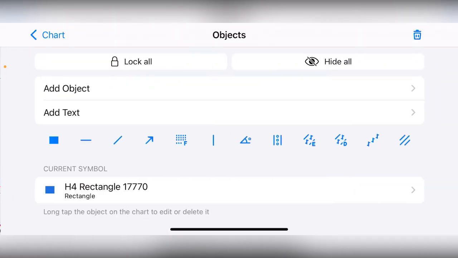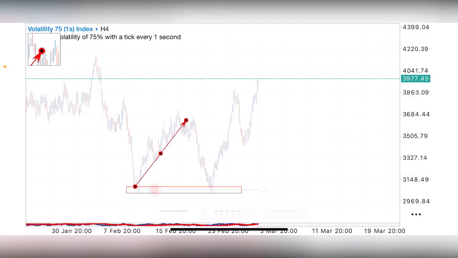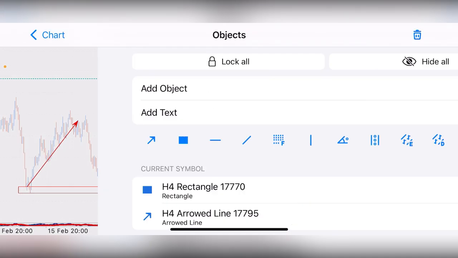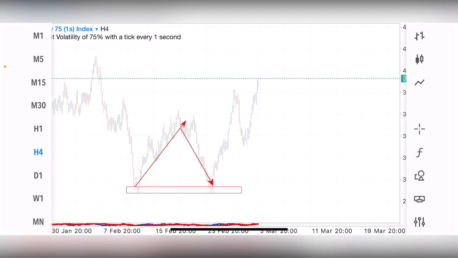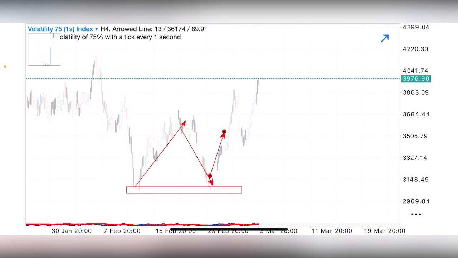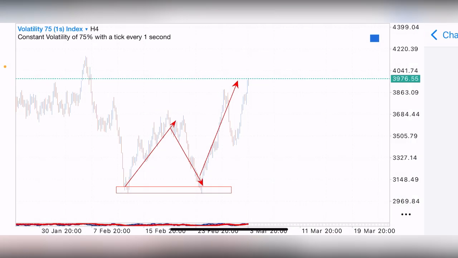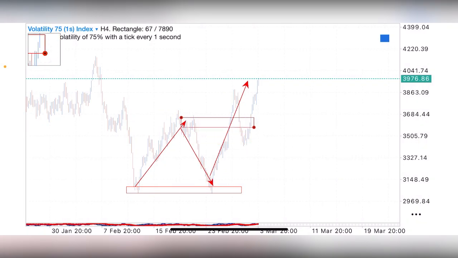The market did what from this point? The market went up and then went down, and then the market broke out like that. So on your breakout, that's where you catch your entries. It's not going to be exactly at the same spot, but on those areas, that's where you look for your entries.